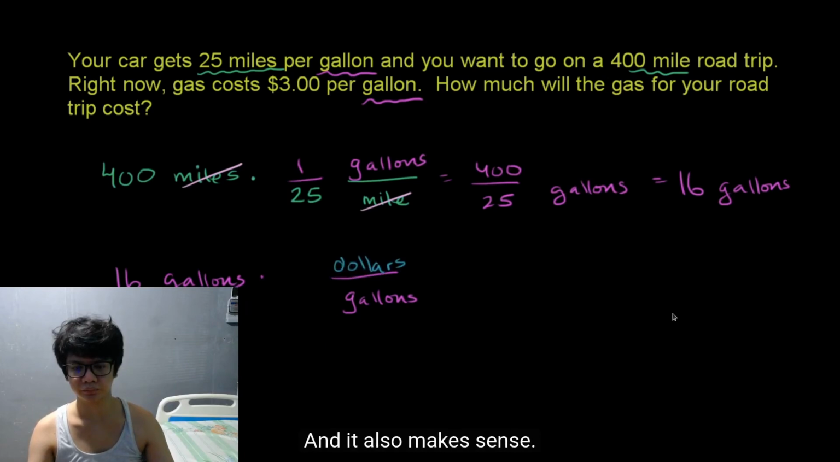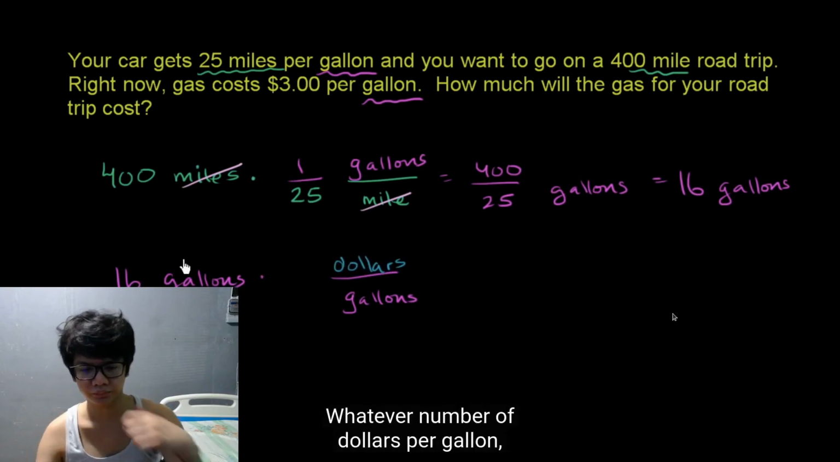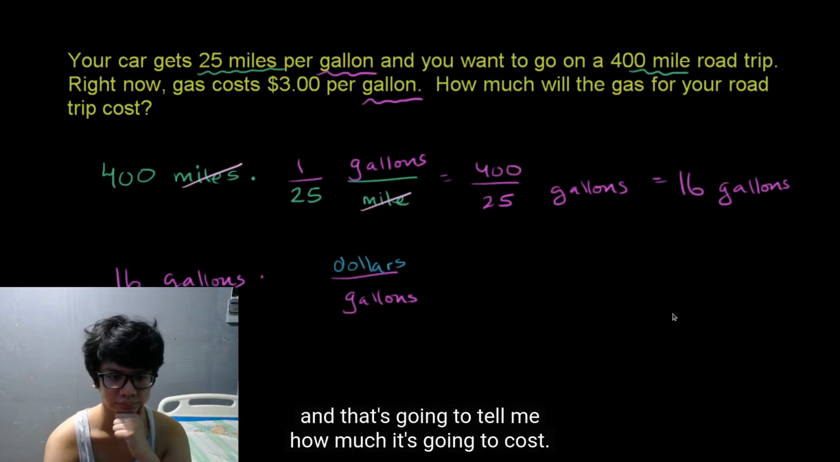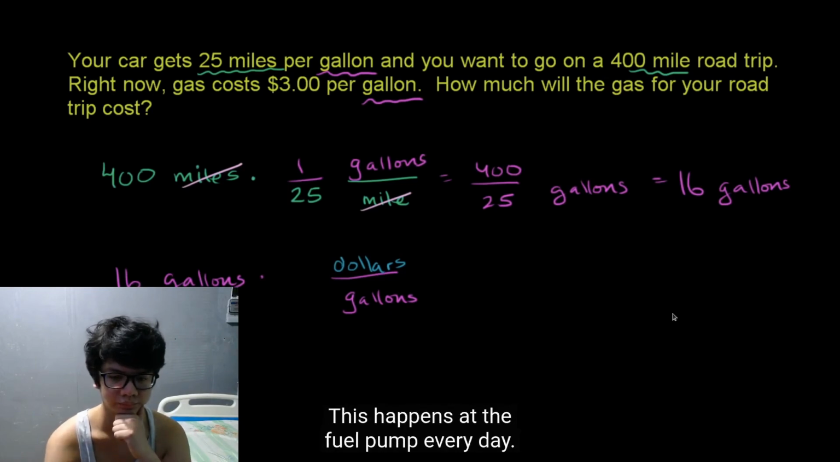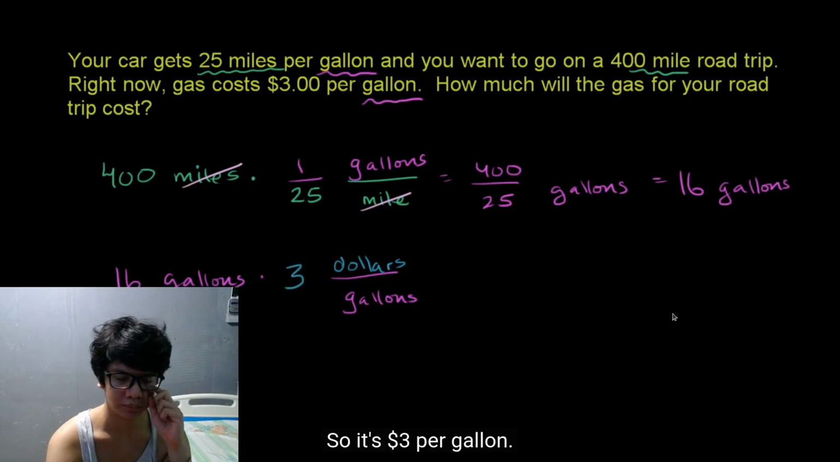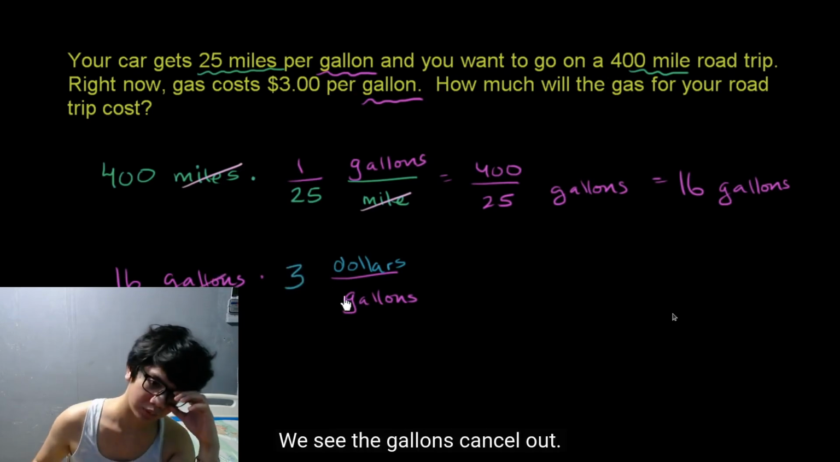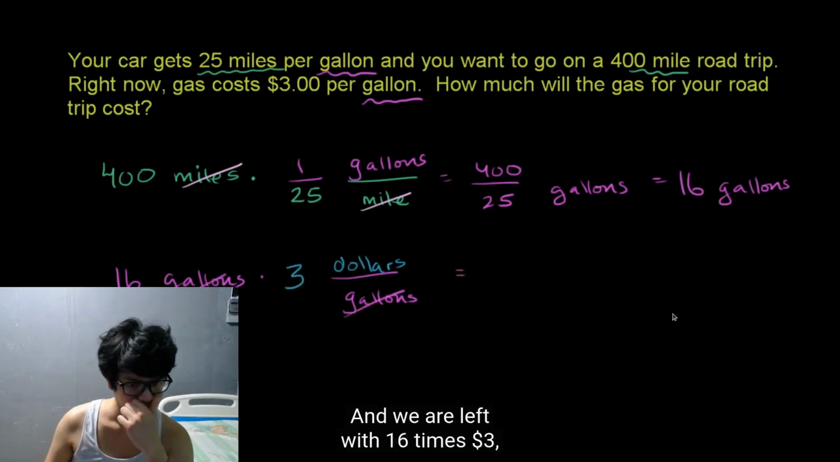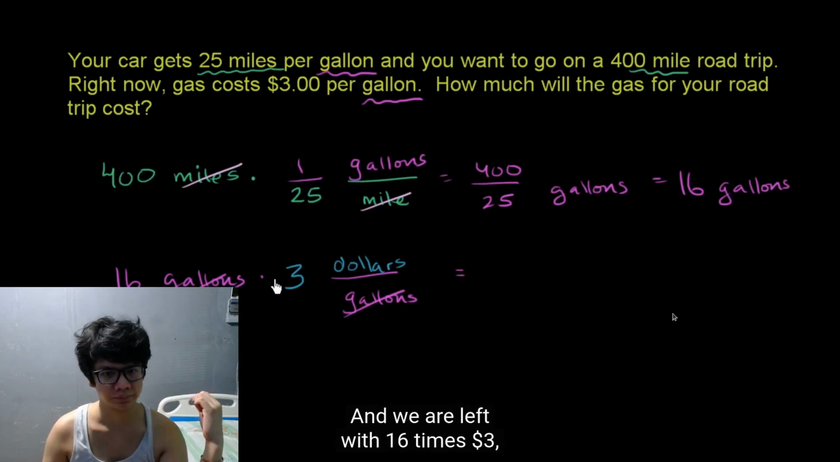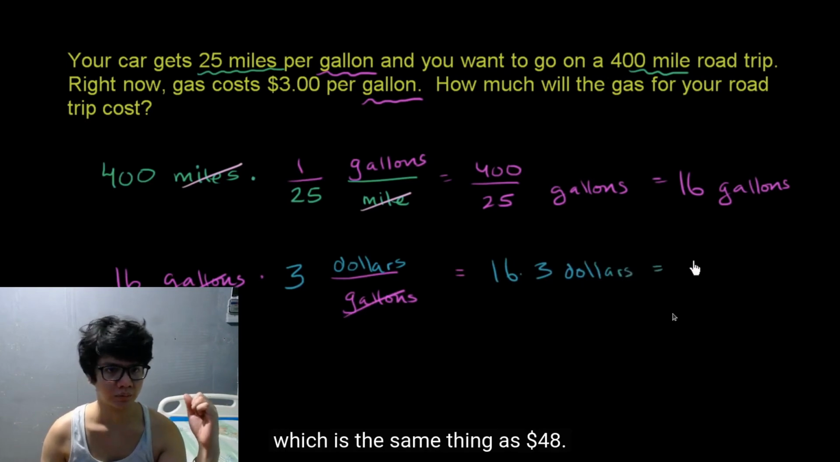It also makes sense. If I have a number of dollars per gallon, I multiply it times the number of gallons, and that's going to tell me how much it's going to cost. This happens at the fuel pump every day. Hey, $3 per gallon, we'll fill up 16 gallons. Hey, 3 times 16. So let's do that. It's $3 per gallon. We see the gallons cancel out, and we are left with 16 times $3, which is $48.